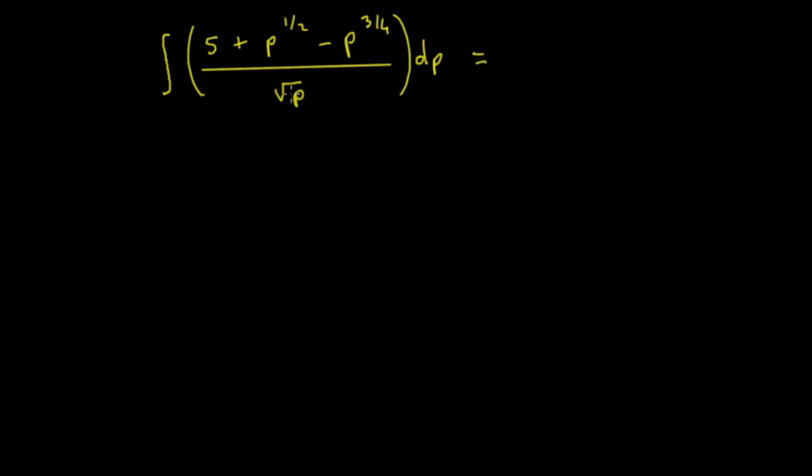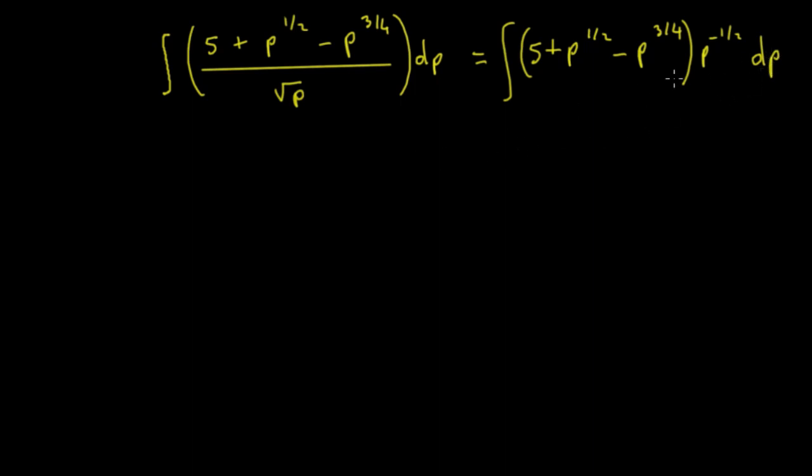So we don't want the root p in the bottom, so we're going to have to multiply by p to the power of minus a half. So that there is the same as saying p to the power of a half, and when we take it up it becomes p to the minus a half. So it's the same as saying the integral of 5 plus p to the power of a half minus p to the power of 3 upon 4, all times p to the power of minus a half, and that's all by dp.